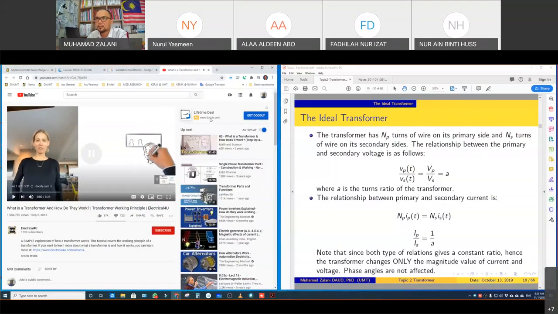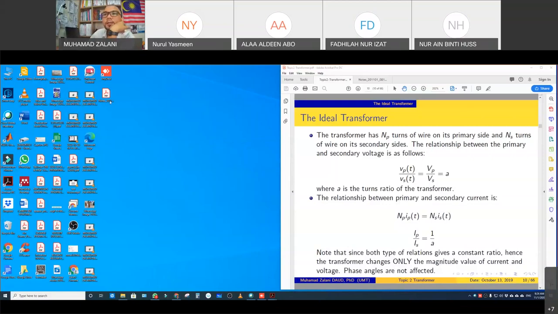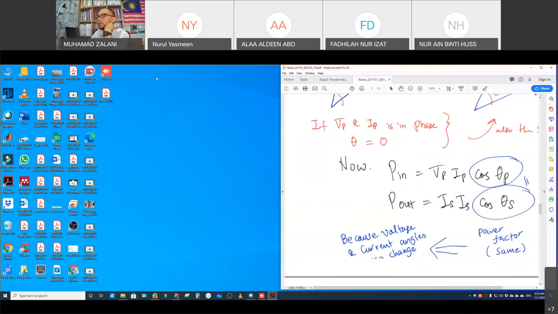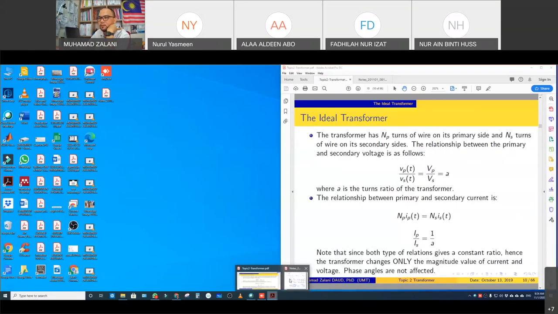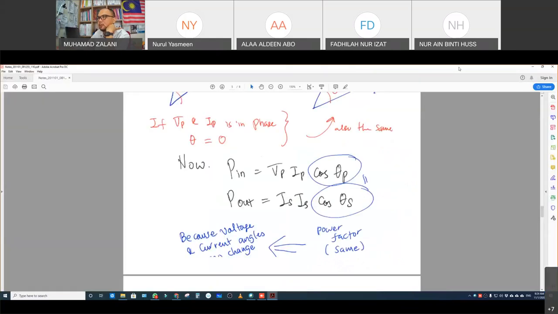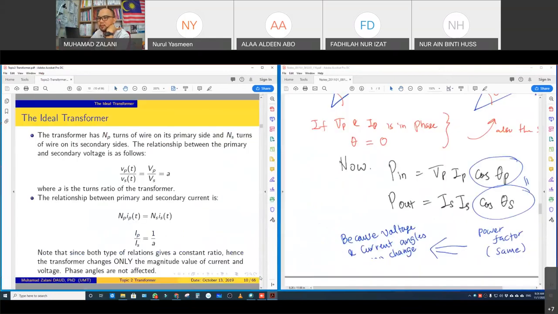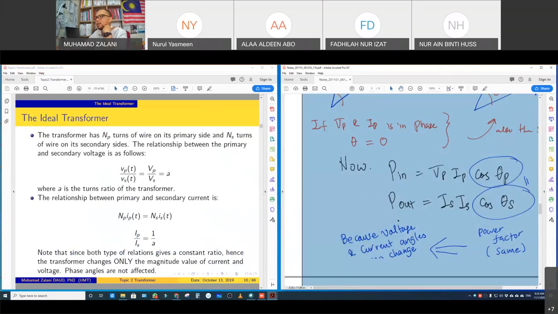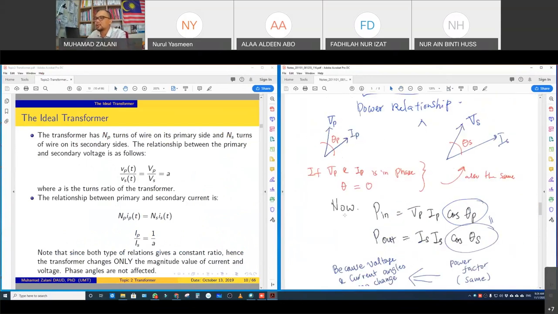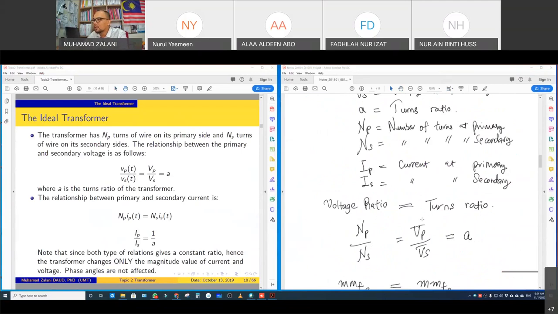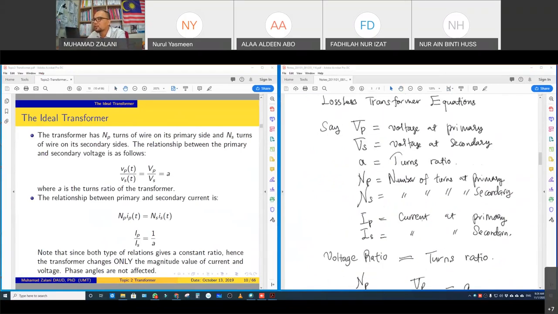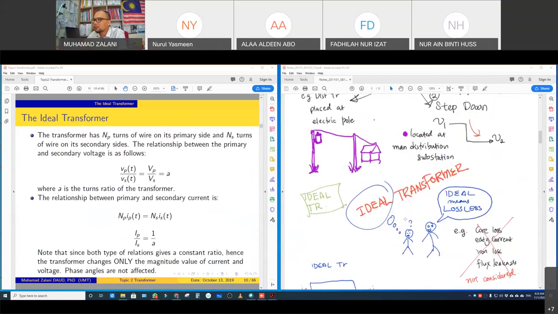I have my lecture notes at this side, and then the slides at the other side. All right. So as you can see, you can also refer to the lecture notes that I have posted in the WhatsApp group.